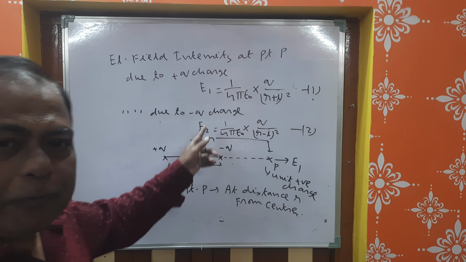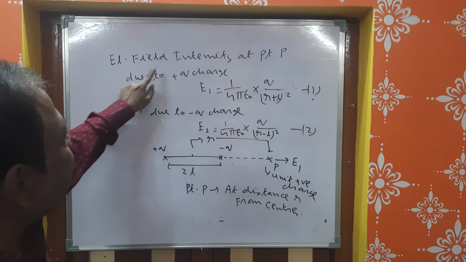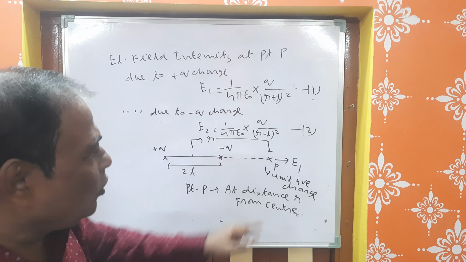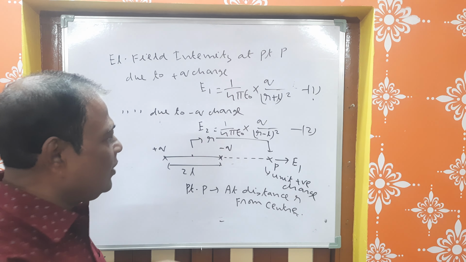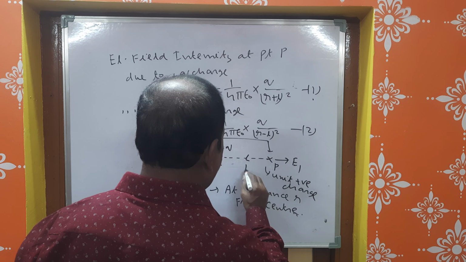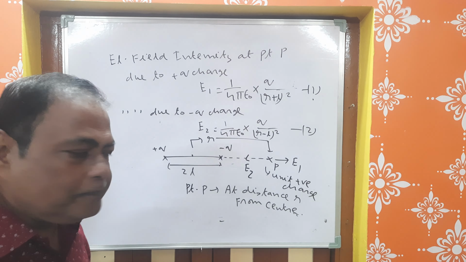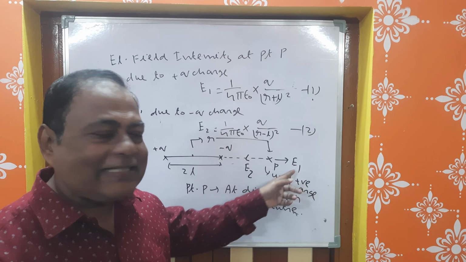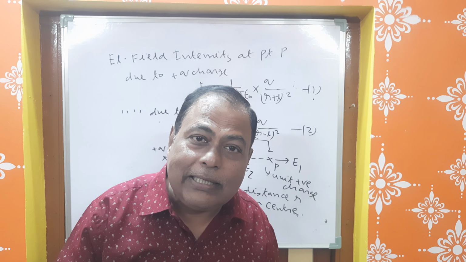I think, students, up to this it is clear. The electric field intensity at point P due to charge minus q is this. What is the direction? The unit positive charge moves towards the negative, so that is the direction of E2. You know intensity is a vector quantity. This intensity is in this direction, this intensity in the opposite direction, so the resultant intensity will be E1 minus E2.